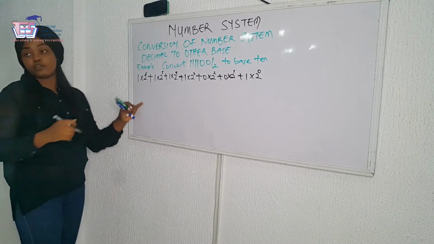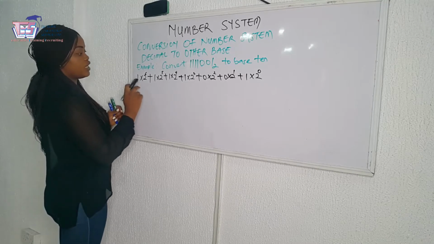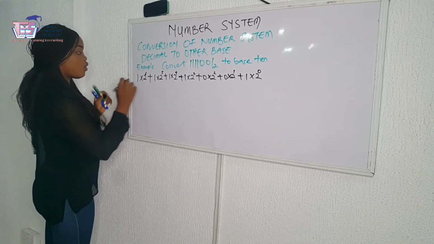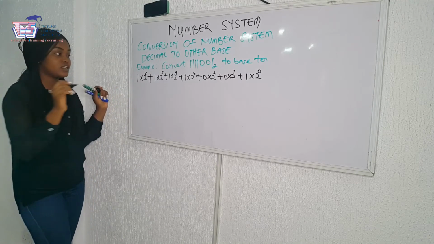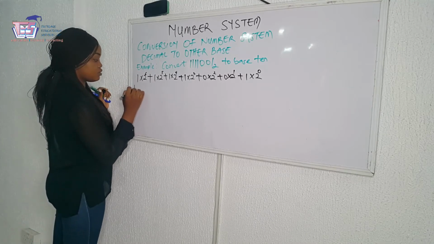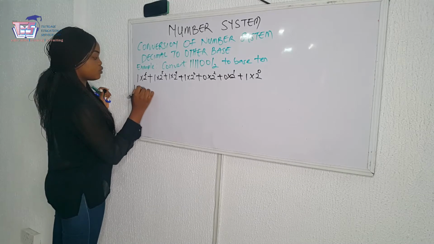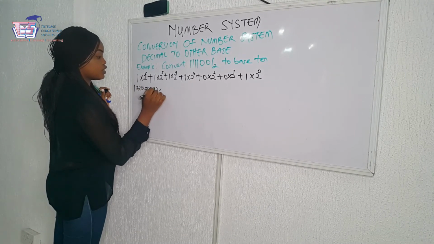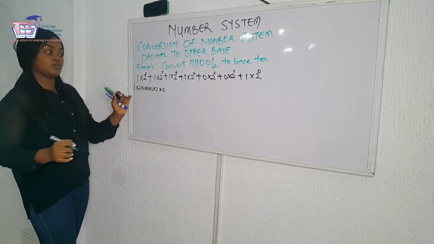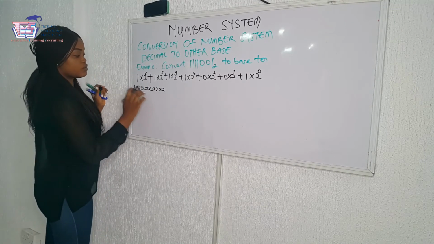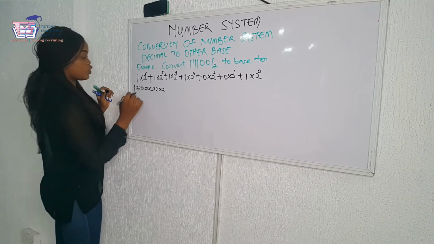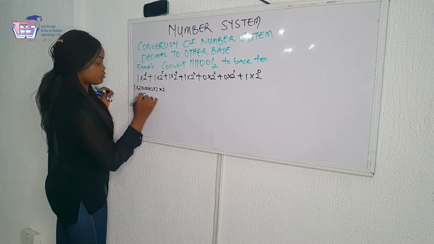Now, when you've done this, you take it one by one till you get your answer. This one, you have 1 times 2 raised to power 6. 2 raised to power 6 means 2 times 2 times 2 times 2 times 2 times 2, and that is 64. So we have 64 times 1, 64.